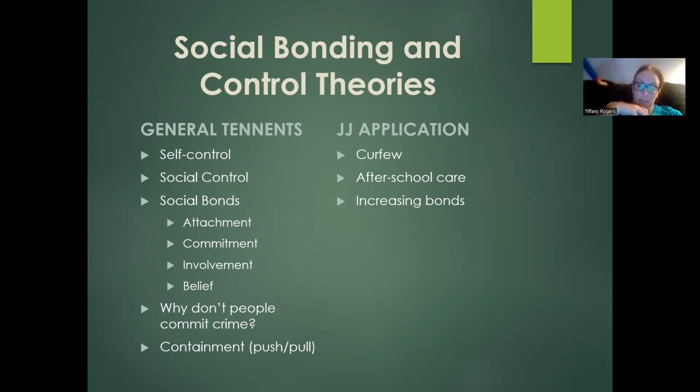And what they said, and this is Hirschi and Gottfredson eventually, right? They are saying that we develop self-control and social controls. And we do this through our bonds. These bonds are based on attachment, commitment, involvement, and belief. You'll need to read about those. But how do we stop kids from committing crime?